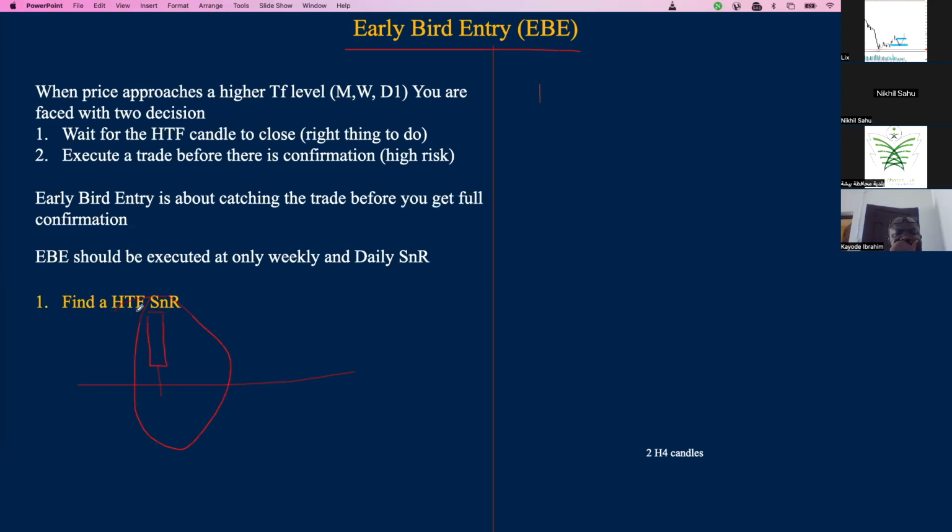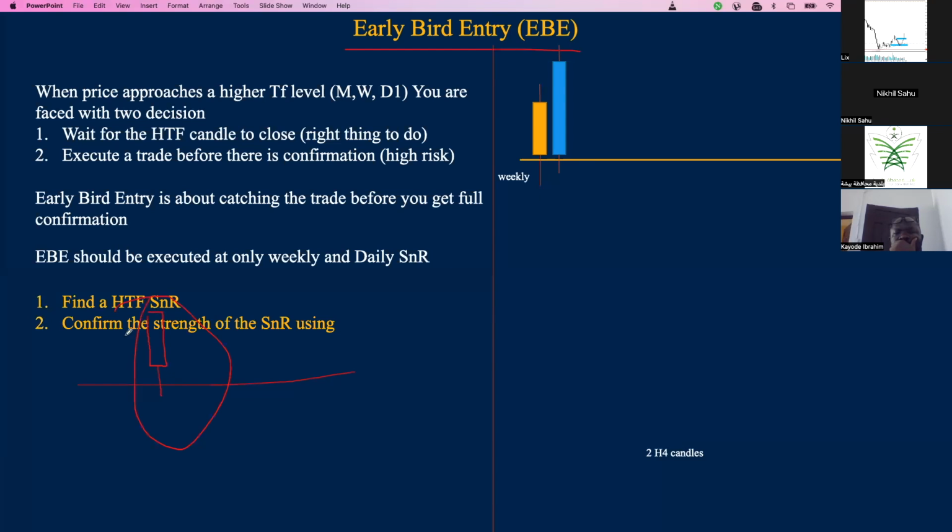So first, you find a higher time frame SNR. Two, confirm the strength of the higher time frame SNR. I've not told you about that. We have a lot of SNR on the chart, but some of them are stronger than others. So there's confirmation of a higher time frame SNR. For me, I use multiple rejection.